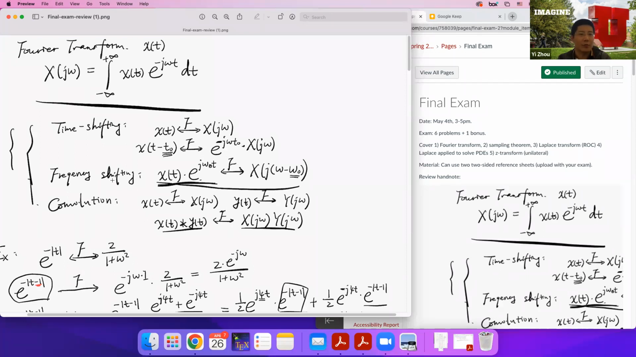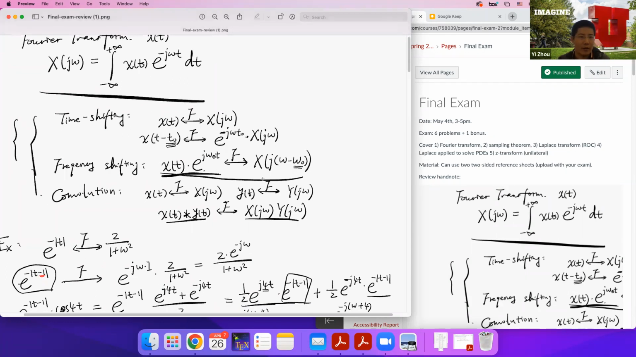And the frequency shifting property says that if the signal is modulated in time by a complex exponential signal, then the corresponding Fourier spectrum is a shift in the frequency domain. So we will have a frequency shift in the frequency domain. And the convolution property is that convolution in time will lead to a multiplication in the frequency domain. So these are the properties that we will frequently use.